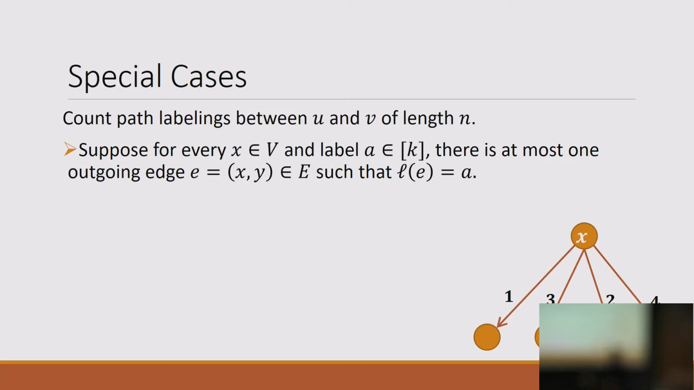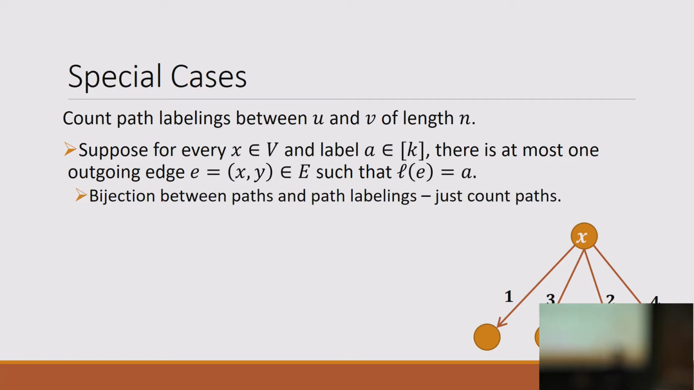Exactly. So if I gave you a path labeling, I look at the first label, that tells me which edge to take. There's only one such edge, and I look at the second label, that tells me the next such edge. So from the label, I can reconstruct the path. So there's a bijection between paths and path labelings. So we just count paths, and we already know that we can do that easily.